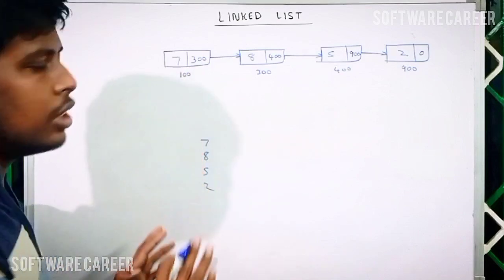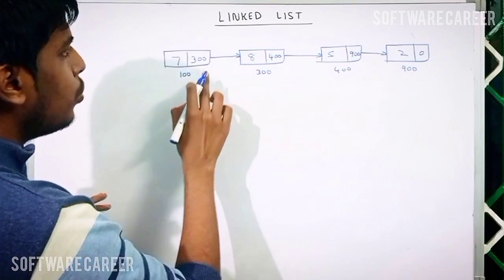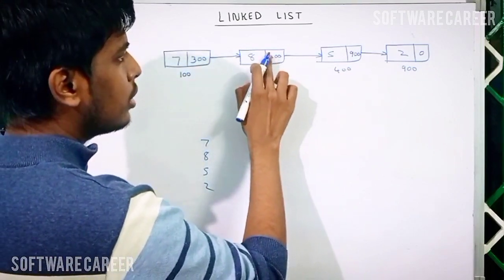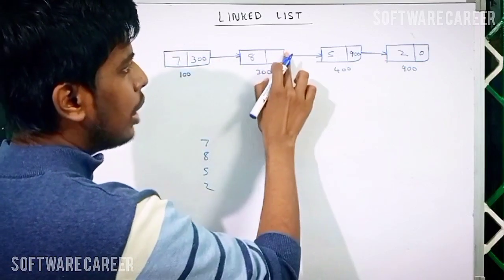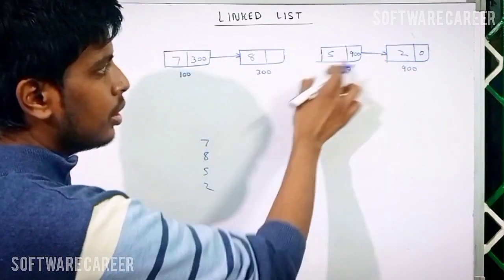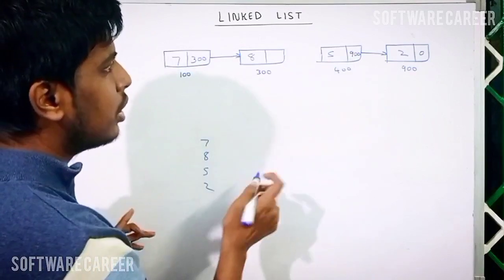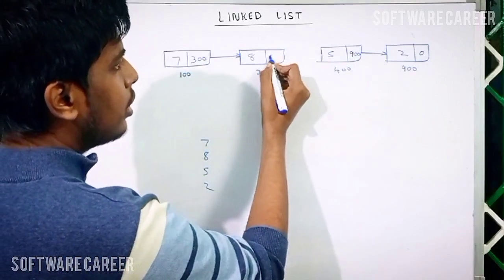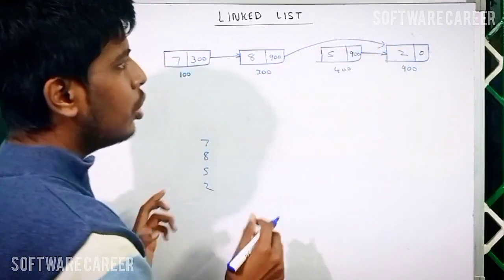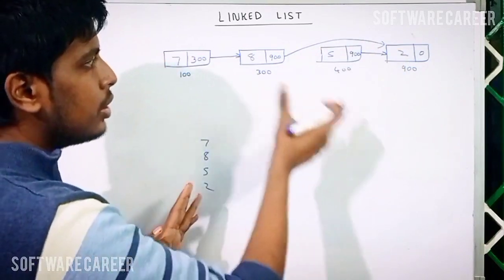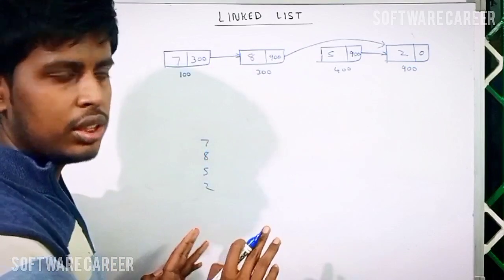Now why we are using this pointer, I'll explain. Now see, if you don't write 400 here, then this arrow will not point towards this next node. Suppose if you write 900, it will point towards this node. To identify which is the next node, that's why we are using a pointer.